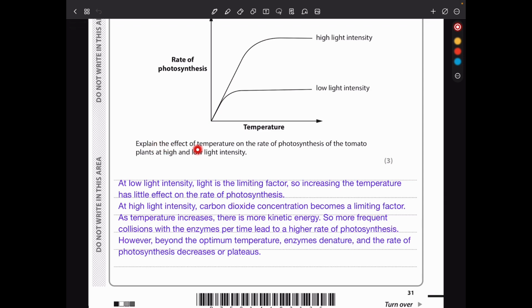So here they say explain the effect of temperature on the rate of photosynthesis of the tomato plants at high and low light intensity. So I say that at low light intensity, light is the limiting factor, so increasing the temperature has little effect on the rate of photosynthesis. At high light intensity, carbon dioxide concentration becomes the limiting factor. As temperature increases, there is more kinetic energy, so more frequent collisions with the enzymes per time, leading to a higher rate of photosynthesis. However, beyond the optimum temperature, the enzymes will denature because as we increase the temperature, the rate is going to decrease or it will plateau.